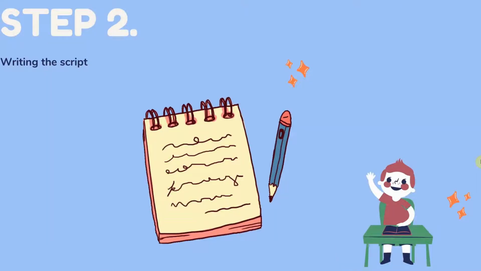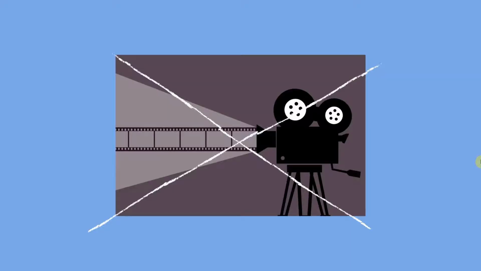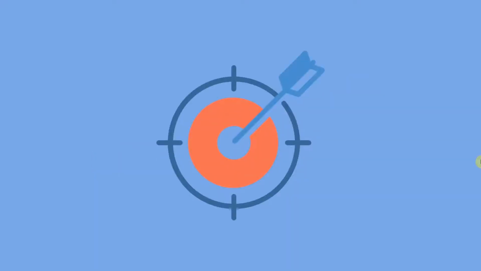Step 2. Writing the script. The next step is to organize your research and ideas so the digital story has an effective message. Tip 1. Keep it small and focused. Remember, you're not writing a script for a movie. You're writing it for a digital story which is only going to be about 2 or 5 minutes long. Focusing on a specific problem or topic will help you create a better digital story.